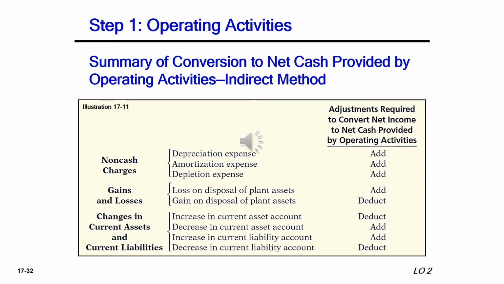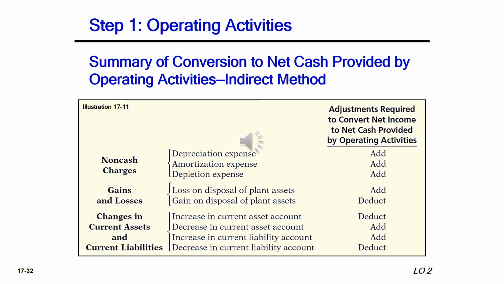Here on this slide, you have a nice summary of the adjustments that we've made so far. So this is a summary of conversion to net cash provided by operating activities under the indirect method. As you can see, we started with the non-cash charges, the depreciation expense, the amortization expense, and the depletion expense. All of these, we're going to add them back.